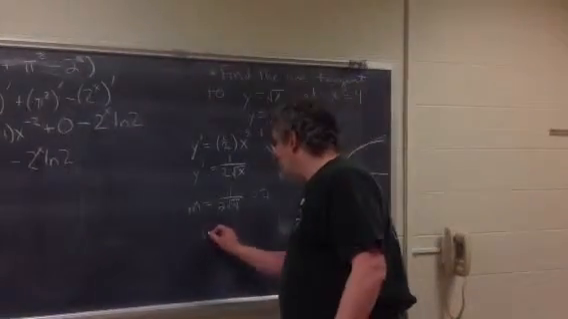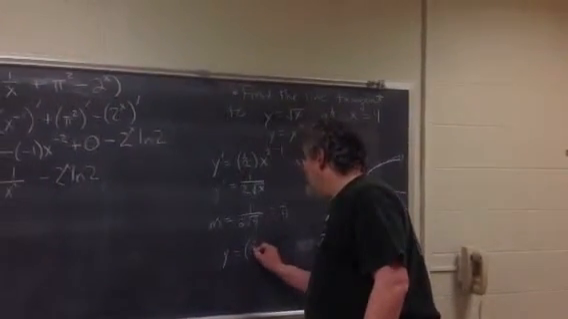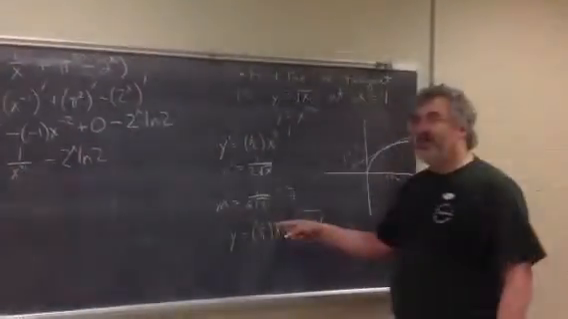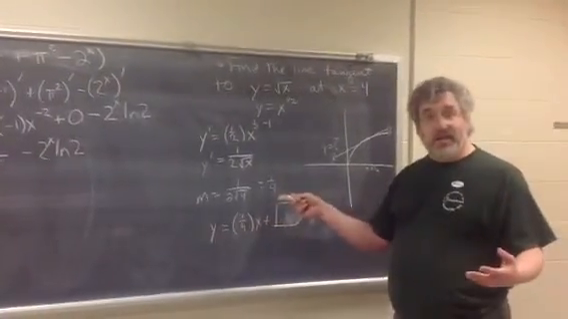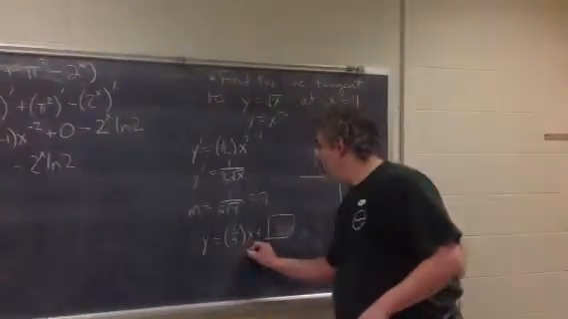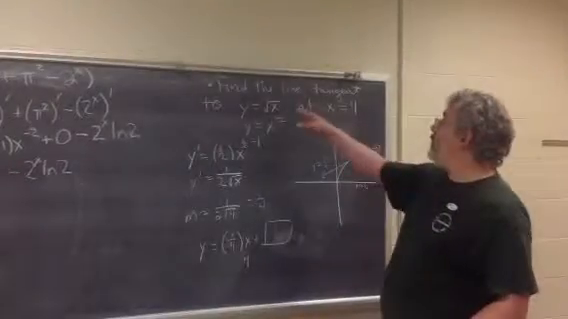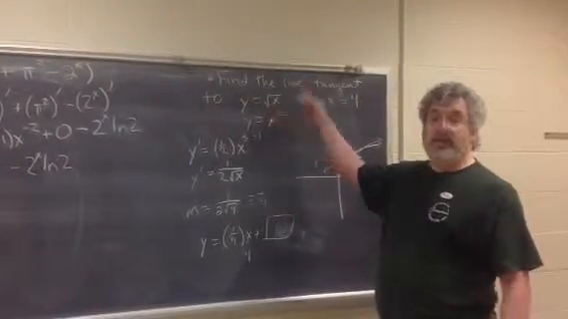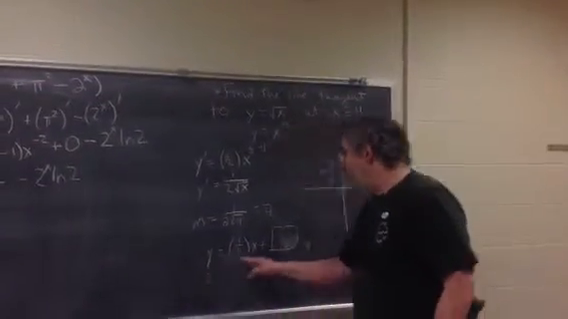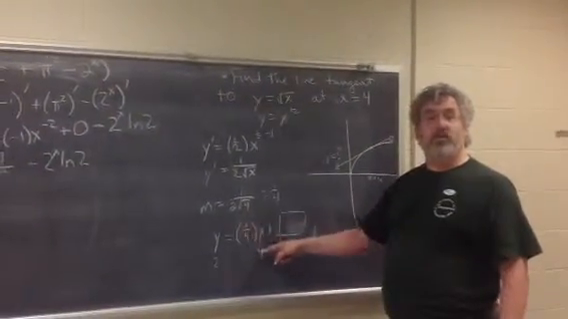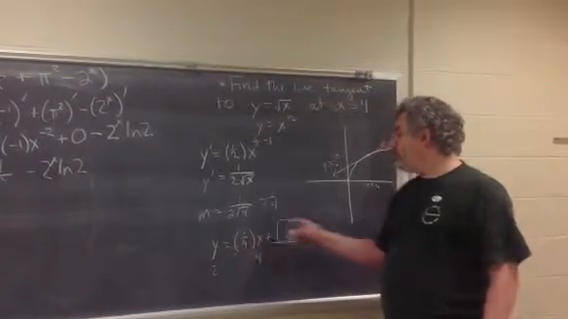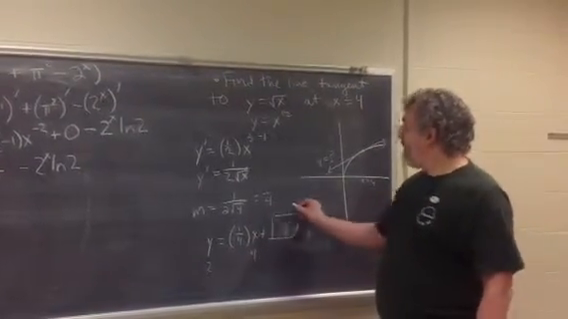Let's see. That means it's y equals 1/4 x plus something. And how do you figure this out? You find the x value, you find the y value. The x value is 4. The y value, well, we know y is the square root of x. x is 4. Square root of 4 is 2. 2 equals 1/4 of 4 plus something. 1/4 of 4 is 1, so what goes there? 1. 2 is 1 plus 1. And there's our tangent line.